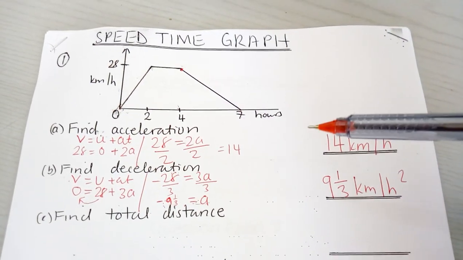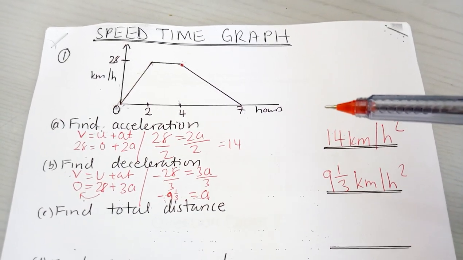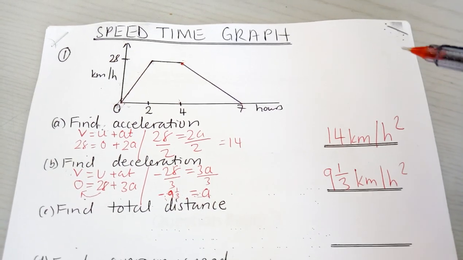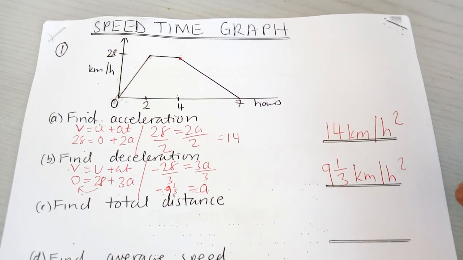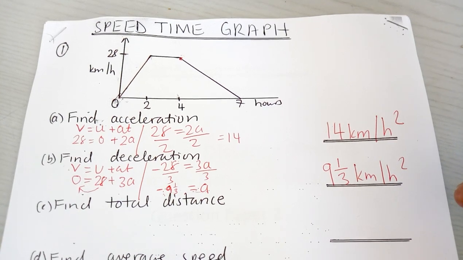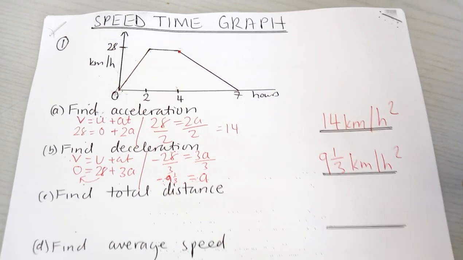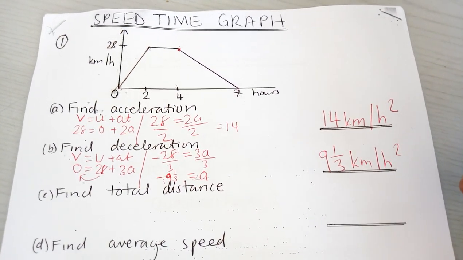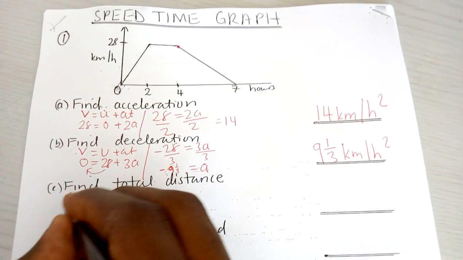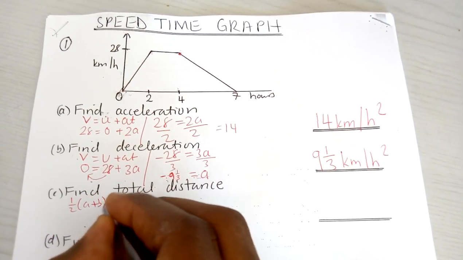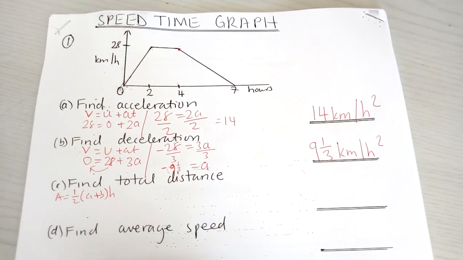Total distance. In the speed time graph, total distance is always given by the area represented under the given graph. When you look clearly at our graph, it is in the nature of a trapezium. Therefore, if we use the normal mensuration approach, we shall find the area of the trapezium, hence it will represent our distance covered.